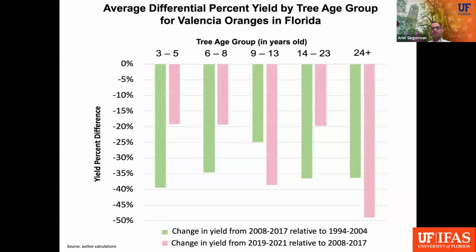Now, the pink bars denote the change in yield from 2019 to 2021 relative to 2008-2017. And we can clearly see that the group that suffered the most was the 24-plus-year-old trees. Now, I find this data not only interesting, but also relevant in the context of OTC applications, because, for example, if growers were to see a similar pattern of decline in their trees, particularly the ones that are 24-plus-year-old trees, they might want to take this information into account when deciding whether to apply OTC or not.